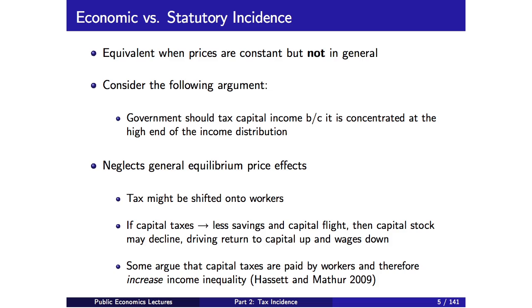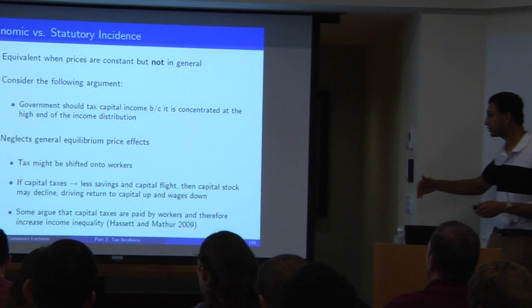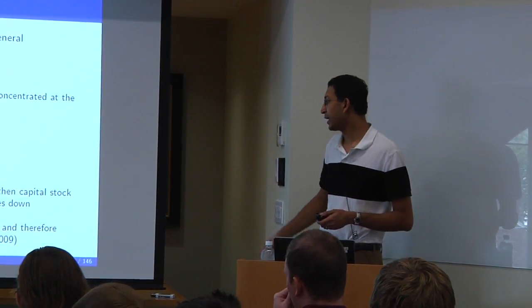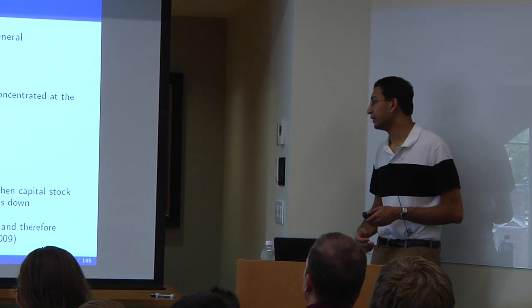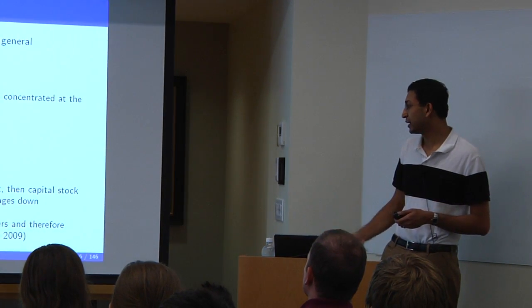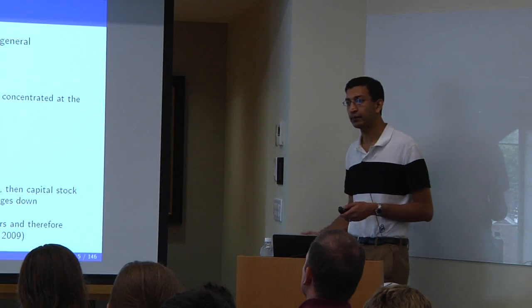So it's quite possible that in equilibrium, what firms do when they're taxed more heavily on capital is lower workers' wages. So we'll see how this can work out in a market clearing equilibrium. And so, for instance, if higher capital taxes lead to less savings and capital flight, so that means companies, instead of investing in the US, invest in other countries with lower corporate tax rates or capital tax rates, then the capital stock might decline. That drives the return to capital up and may drive wages down in equilibrium, all right? And so some people actually argue that capital taxes on net end up being paid by workers rather than capital owners, and thus might end up increasing income inequality rather than reducing it.